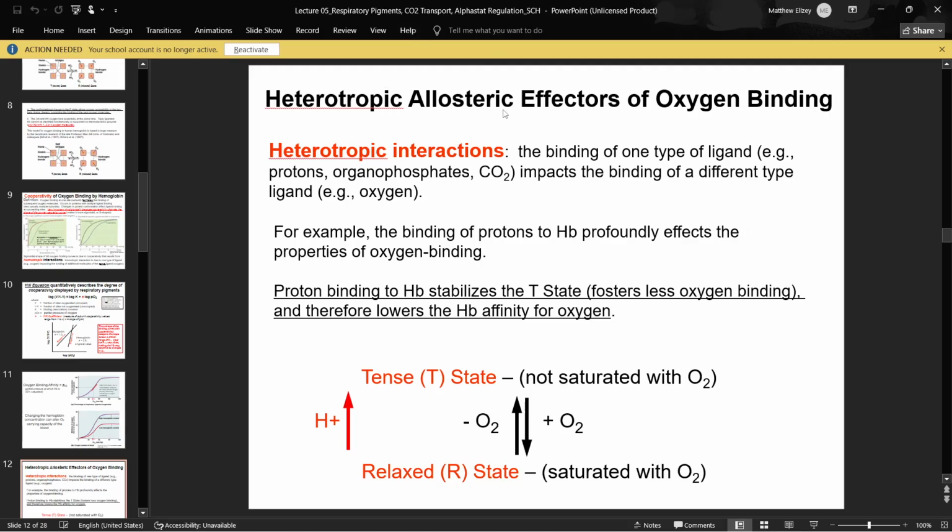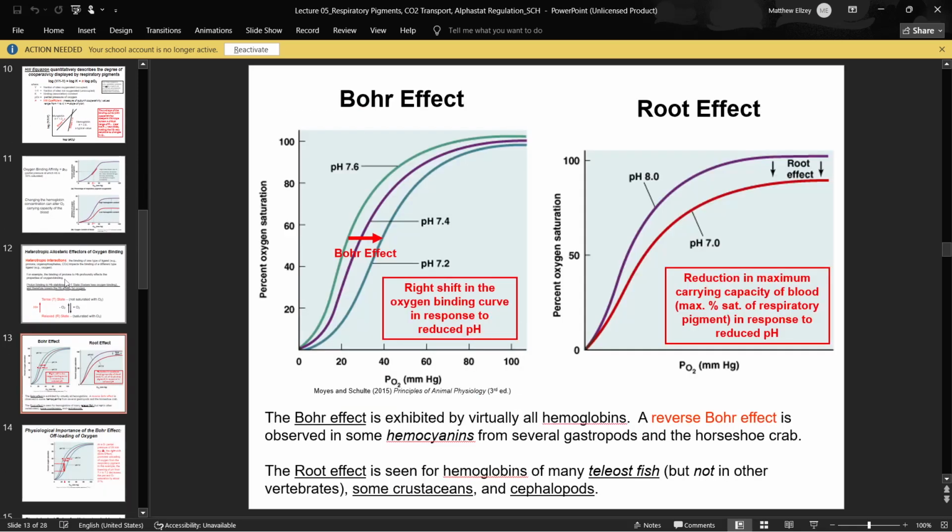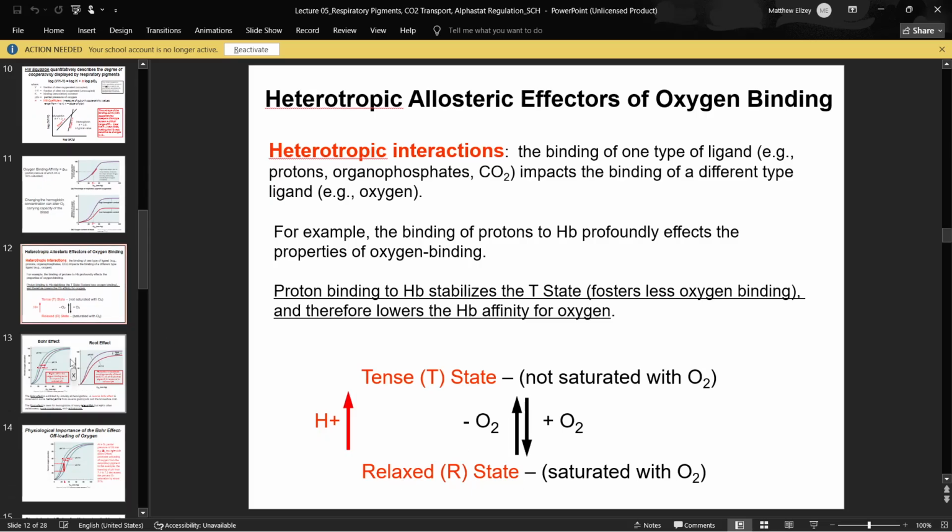Now, there are also heterotropic allosteric effectors of oxygen. Heterotropic interactions are basically the opposite of homotropic: the binding of one type of ligand impacts the binding of a different type of ligand. For example, the binding of protons to hemoglobin profoundly affects the properties of oxygen binding. Proton binding to hemoglobin stabilizes the tense state, fosters less oxygen binding, and therefore lowers the affinity. So if, instead of oxygens binding to the heme groups, protons bind to the salt bridges, you stabilize the tense state, making it less likely to make the conformational change to the relaxed state, and less likely to bind oxygen.